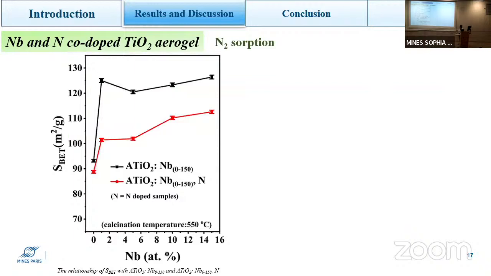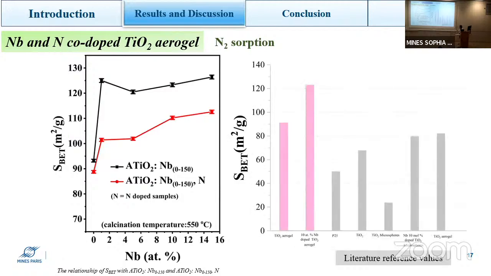So we use nitrogen sorption to see its BET. The niobium-doped TiO2 we get after calcination in air has a very good value, and after calcination in ammonia, even though it's slightly decreased, it still remains a good value. Now we compare our results for pure TiO2 alcohol gel and doped alcohol gel with the commercial catalyst P25 and other literature reference values. Our niobium-doped and pure TiO2 alcohol gel values are still among the best BET values compared with the references.